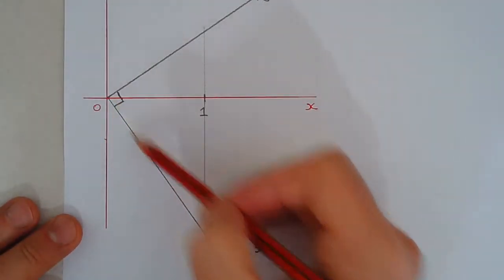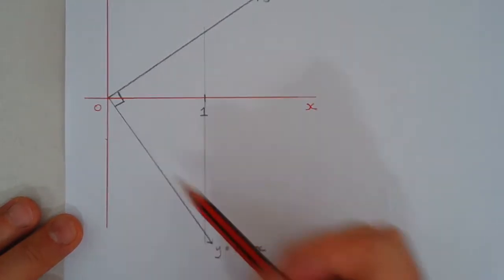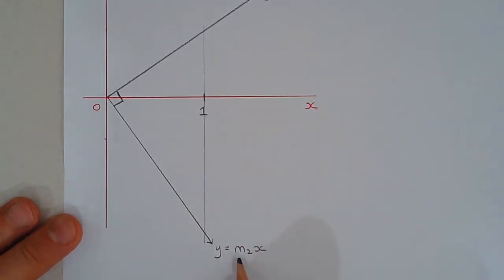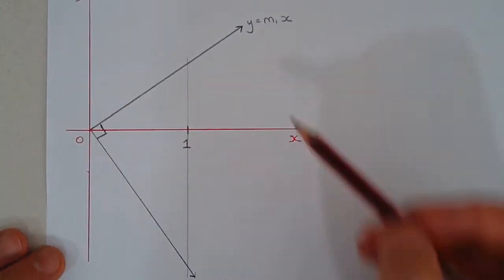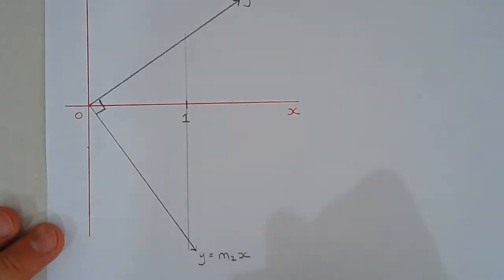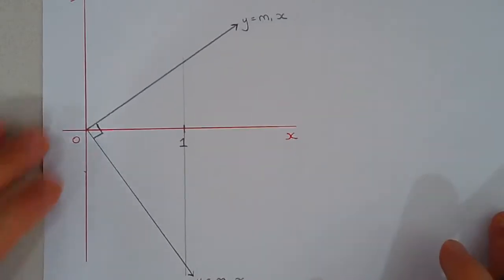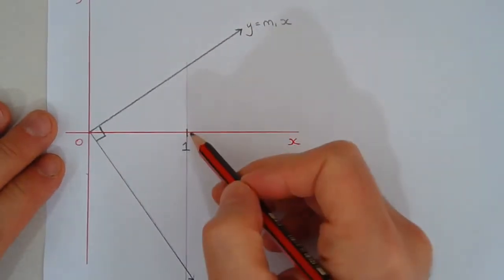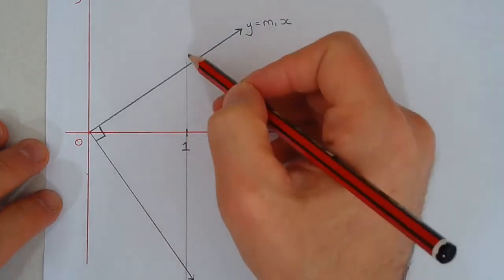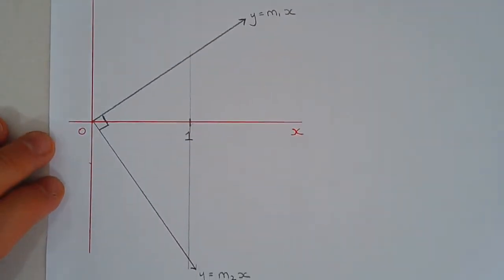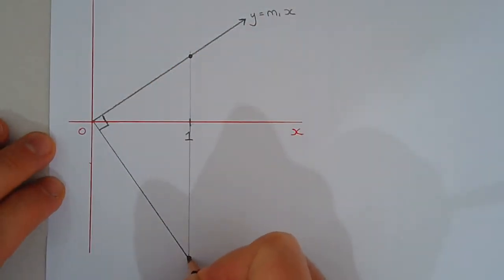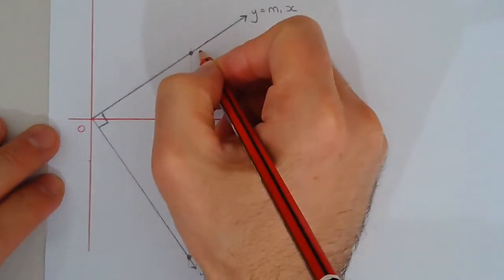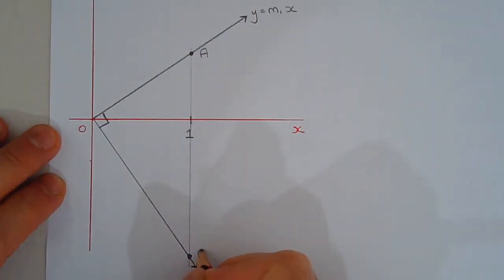I've drawn the other line that's perpendicular to the first line. This second line is y equals m2 times x. We know that if we multiply the gradient m1 by the gradient m2, we're going to get -1, but let's see why. At the point where x equals 1, I've drawn a vertical line, and this vertical line intersects the two original lines. Let's call these points of intersection A and B.